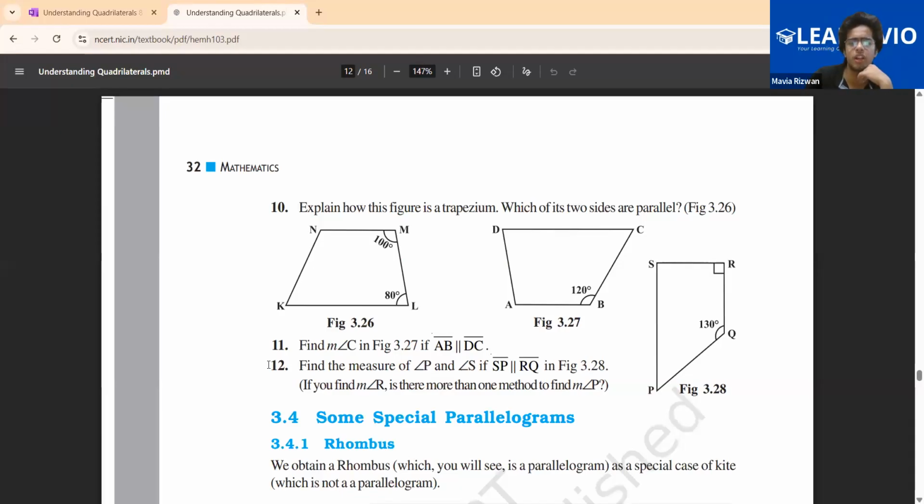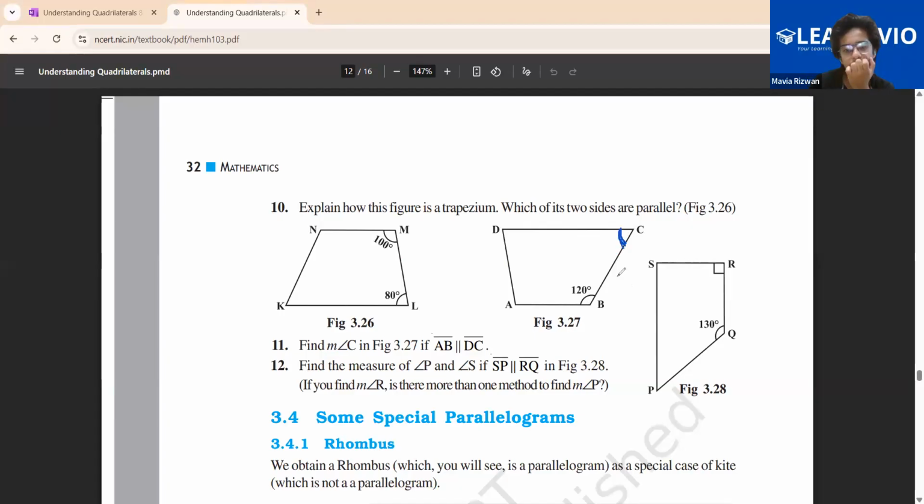Now they are saying, in this figure 3.7, you have to find out the measure of angle C. Can any of you tell me how we would do that? Angle C, how are we going to find angle C in this figure?